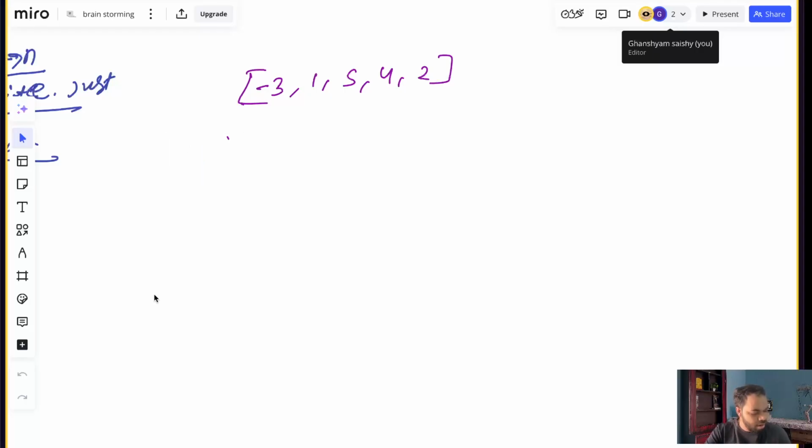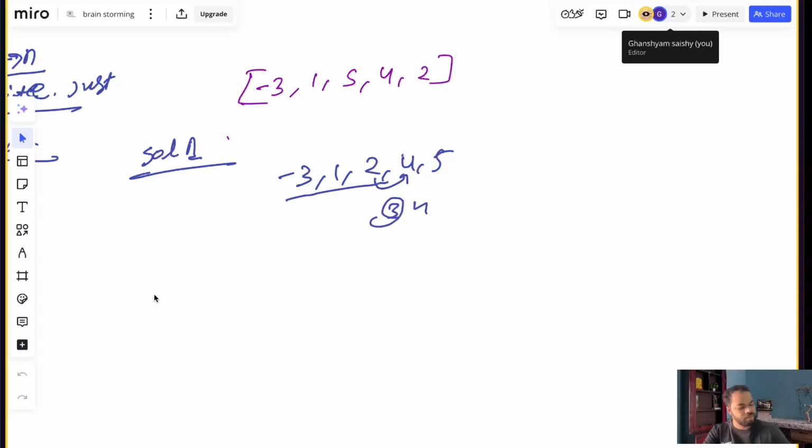Solution one. The array is -3, 1, 2, 1, 2, 4, 5. You will go ahead through the increasing numbers and then you will see okay, 2 के बाद 3 आना चाहिए but it's 4, so 3 is missing. First solution is n log n, but we don't want that. Exactly, we don't want that.